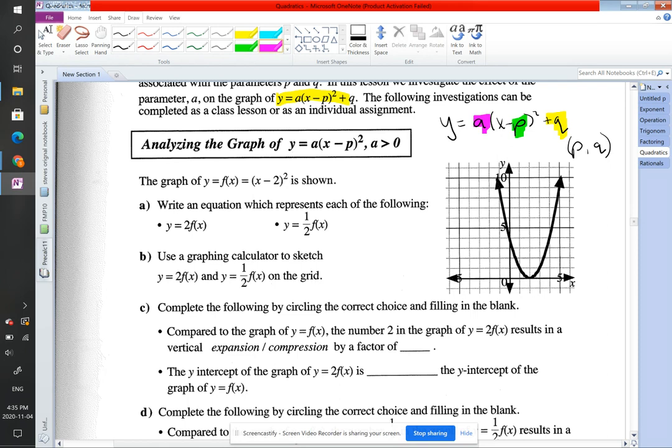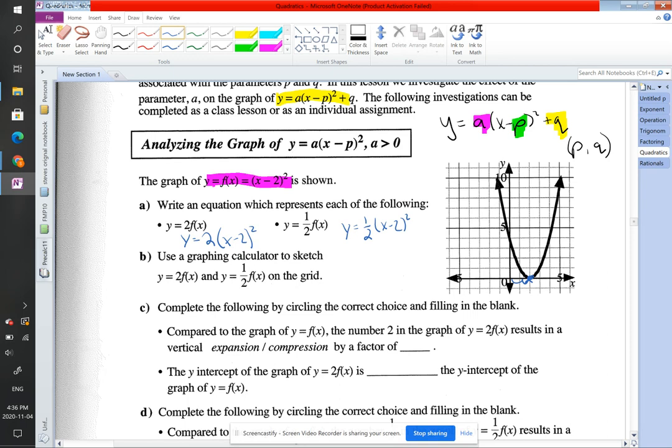So it says here we have the graph of y equals (x minus 2) squared shown, and you can see that we've shifted 2 units to the right, 1, 2, right there. And now what we're going to do is multiply that whole function by 2. So we're going to get y equals 2(x minus 2) squared. So that's our a value. We've got an a value of 2 there. And we're also going to do the same thing with 1/2. So we're going to set our a value to 1/2, and we're going to look at what happens.